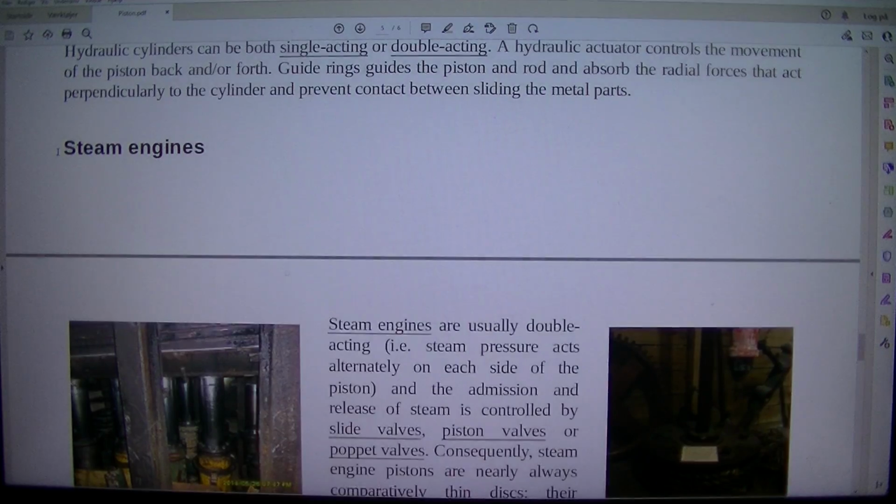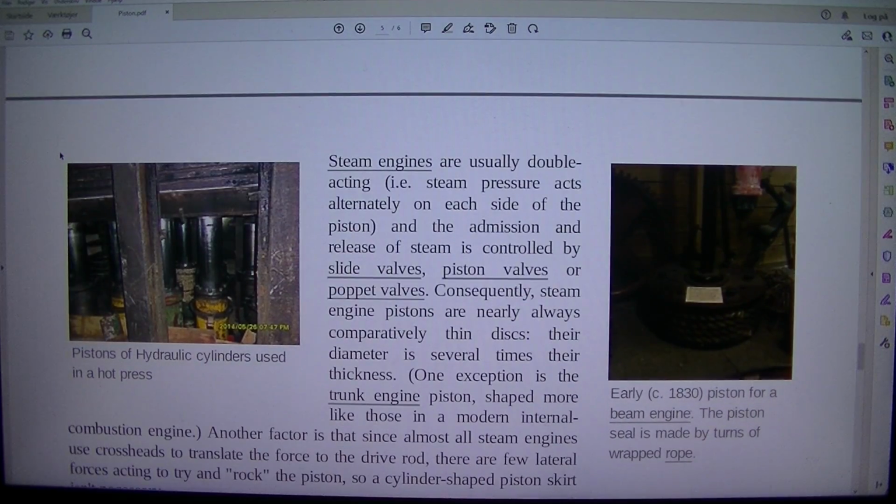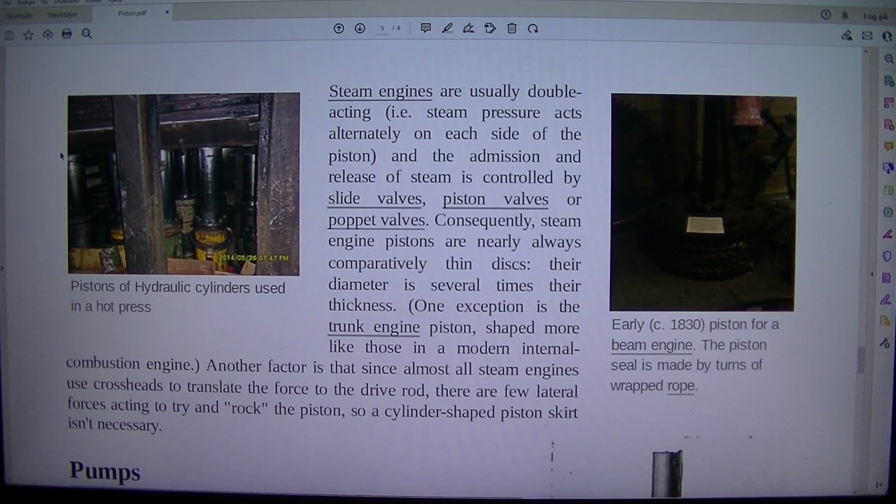Steam engines. Piston for a beam engine, circa 1830. The piston seal is made by turns of wrapped rope. Pistons of hydraulic cylinders used in a hot press. Cast iron steam engine piston, with piston rings spring-loaded against the cylinder wall.